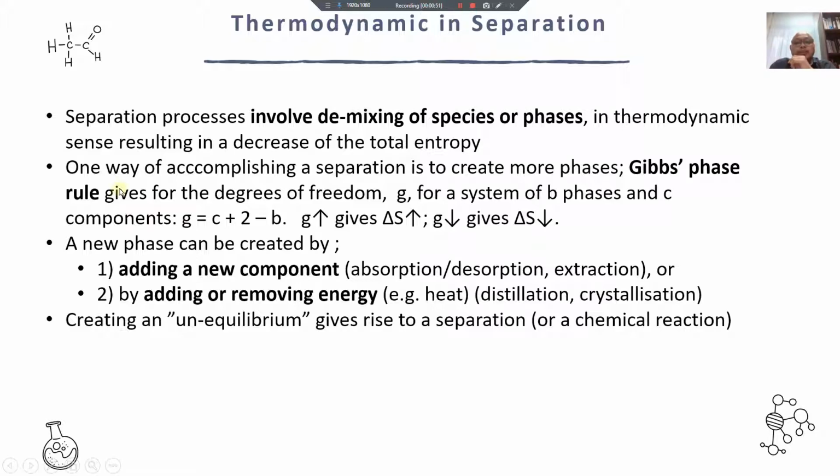So one way of accomplishing the separation is to create more phases. Like I said earlier, if we want to improve separation, what we can do is create more phases. For example, we introduce a temperature change, or we introduce another chemical, another type of solvent which is immiscible. We can do that.